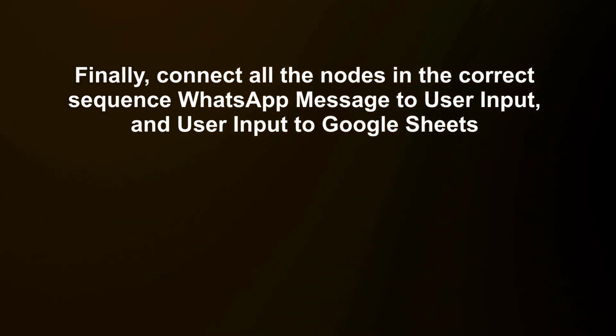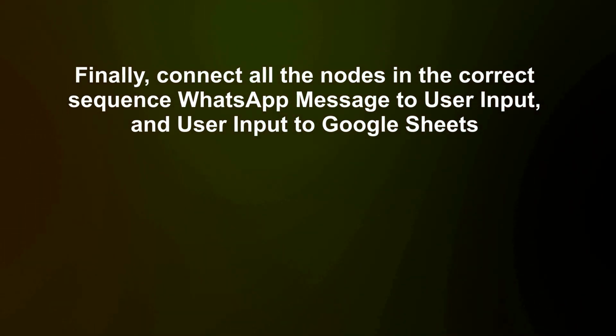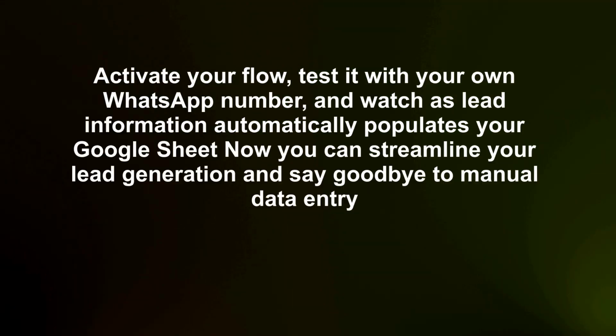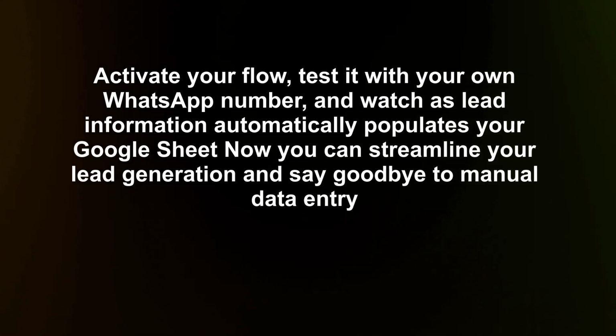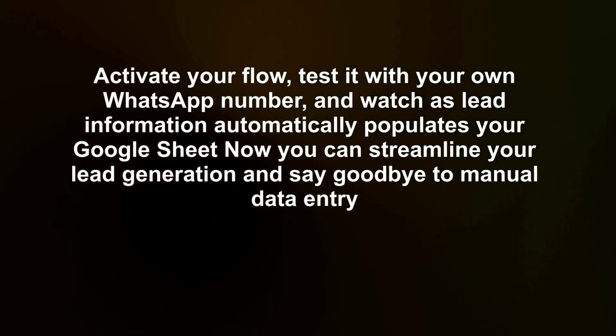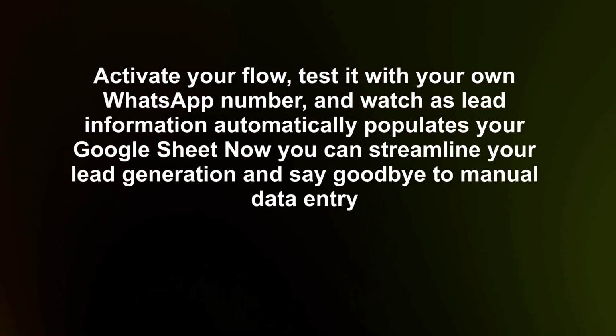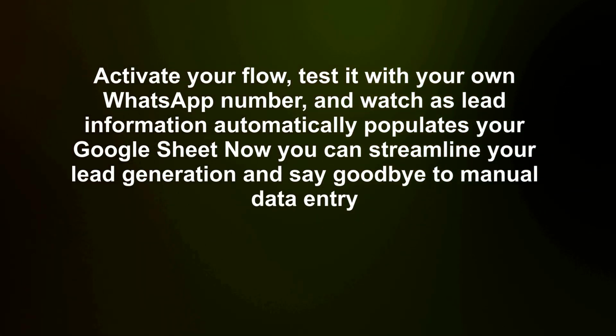Finally, connect all the nodes in the correct sequence: WhatsApp message to user input and user input to Google Sheets. Activate your flow, test it with your own WhatsApp number, and watch as lead information automatically populates your Google Sheet. Now you can streamline your lead generation and say goodbye to manual data entry.